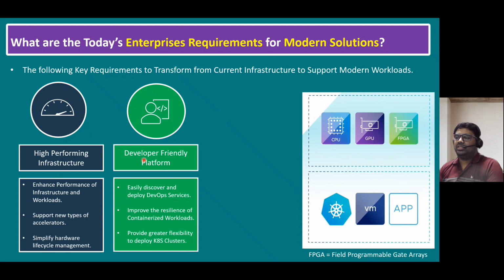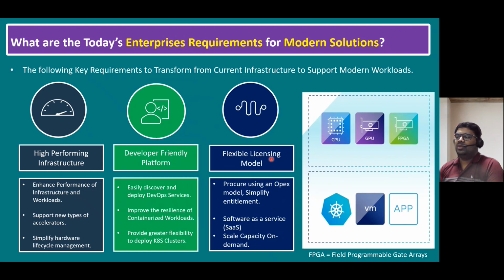Another requirement is a developer friendly platform. Most of our developers and DevOps admins are looking to easily discover and deploy DevOps services. Instead of manual steps, they are looking for automation or an easy management process, improved resilience of containerized workloads, and greater flexibility to deploy Kubernetes clusters. This is also another requirement. And in addition to that, a flexible licensing model, because instead of going for a silo based licensing model, all are looking to procure using an OPEX model.